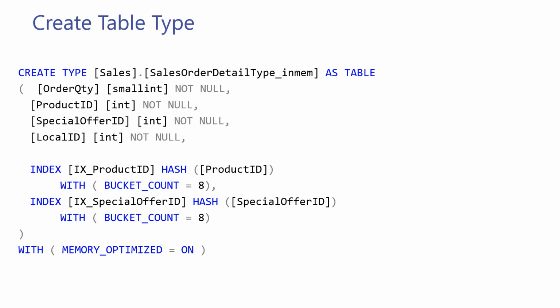And in some cases, this can give you some benefits, including relieving temp-DB contention, because memory optimized table variables don't live in temp-DB. They live in the user database, in the memory space of the user database. And they will never flush to disk in any way, shape, or form.